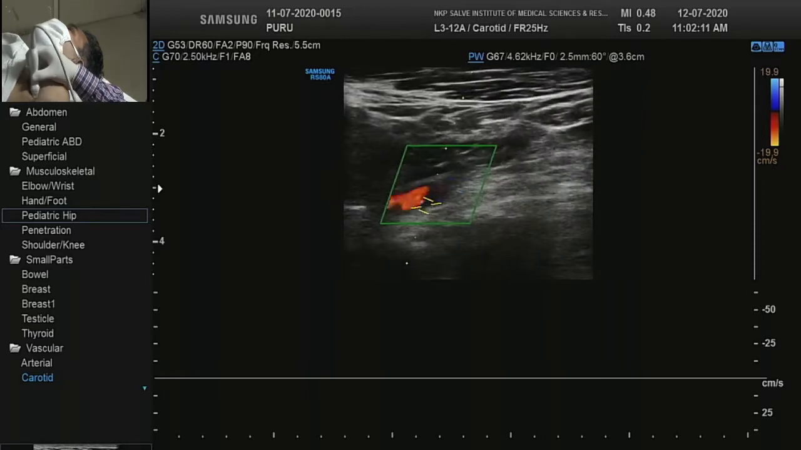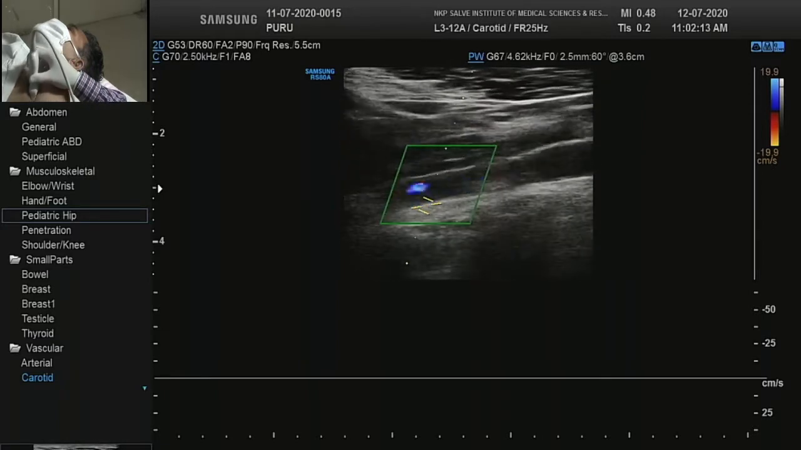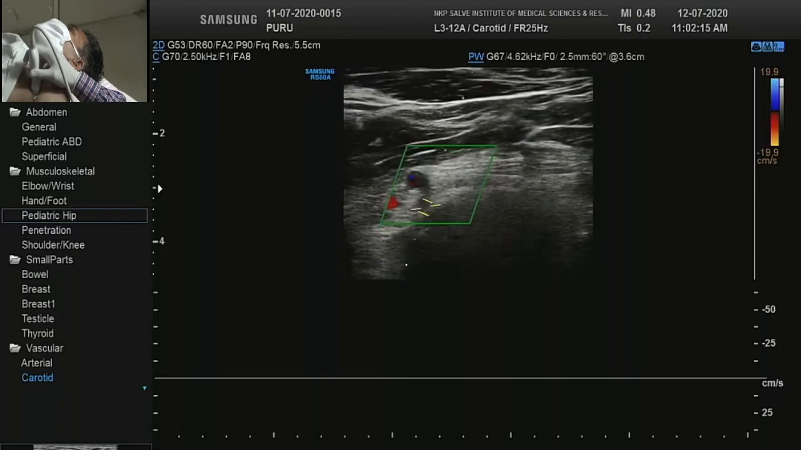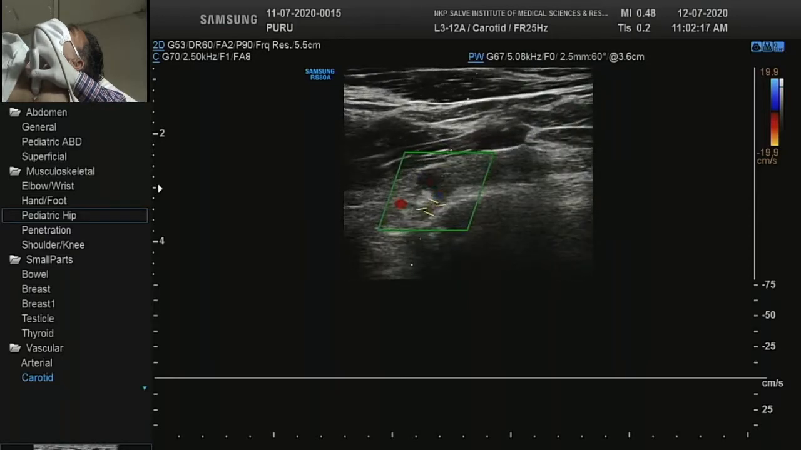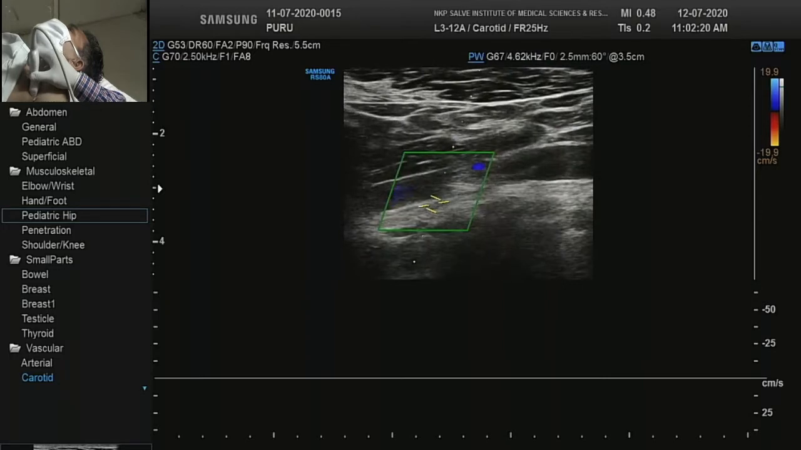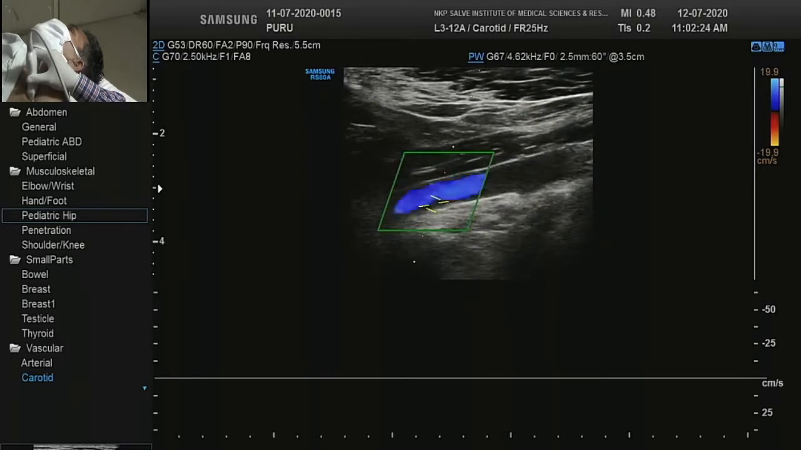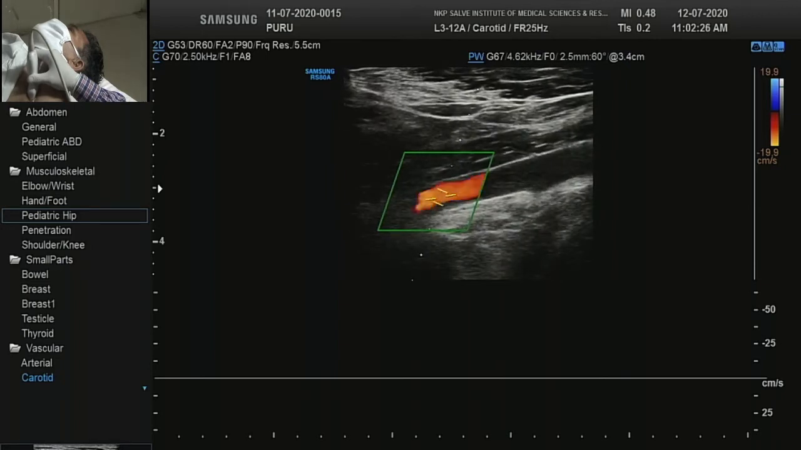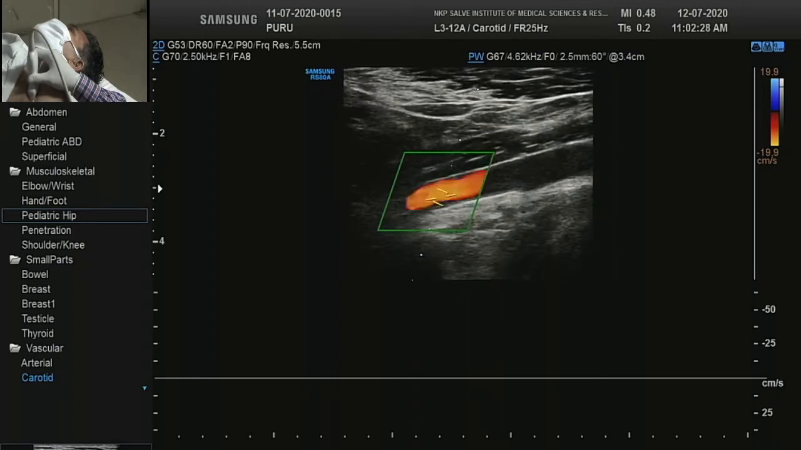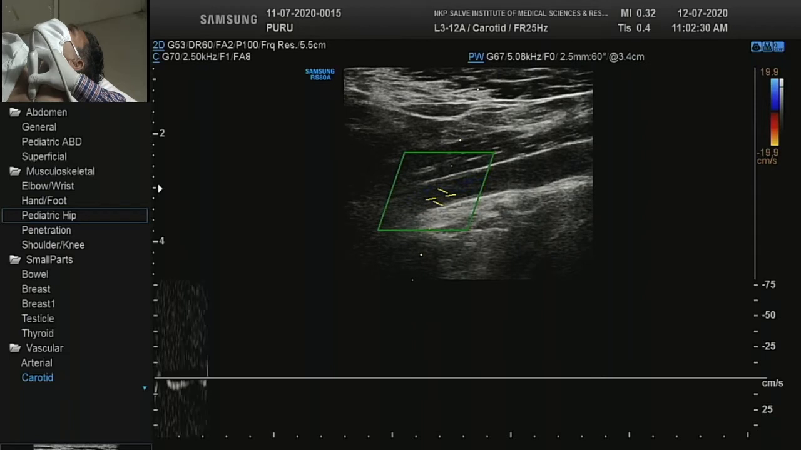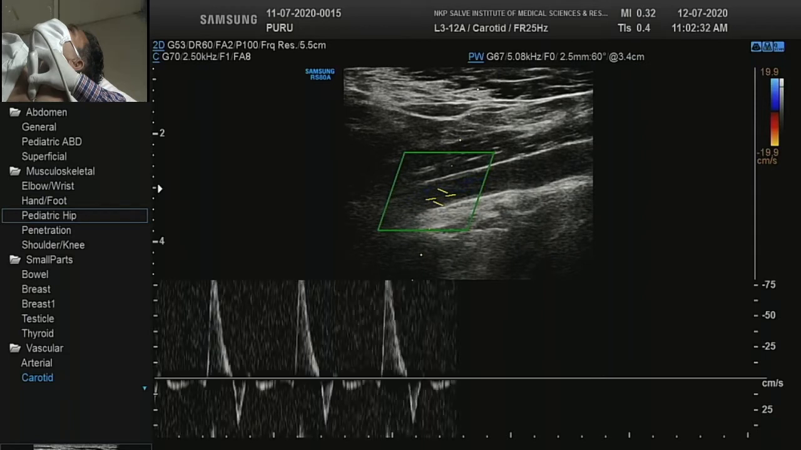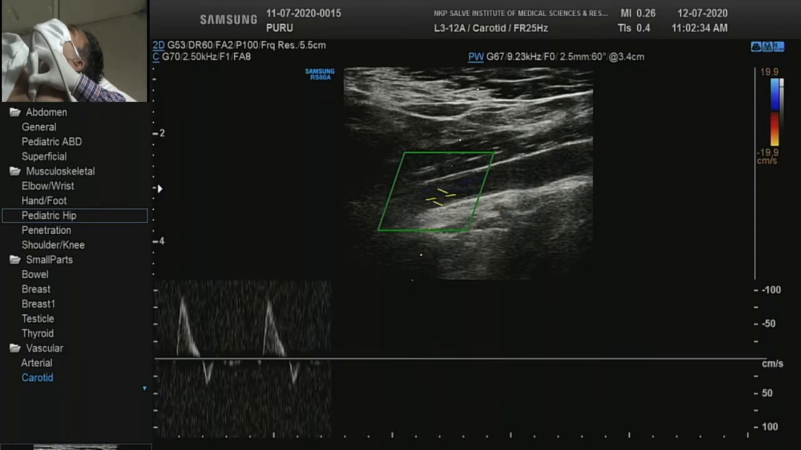It goes deep. See, the caliber has reduced. This is some major branch going. There are multiple branches here, right from subscapular to the shoulder region, circumflex, and other branches. The caliber has reduced. The flow pattern has remained the same, and then again the same.